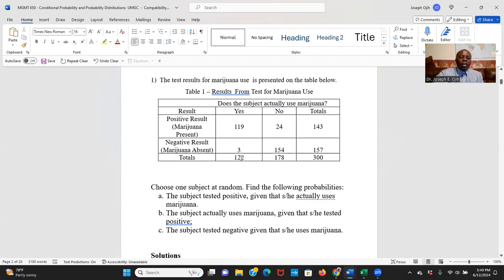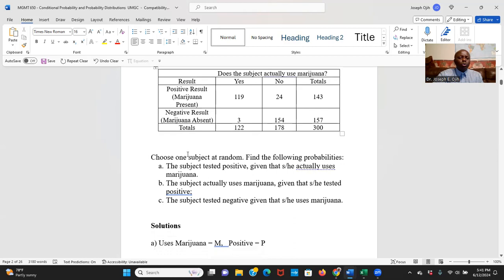Yes. Okay, good. Now, it says the test result for marijuana use is presented on this table below. Does the subject actually use marijuana? This is the result: positive results and then negative results. Positive result means that the subject tested positive for marijuana. Negative result is that it tested negative. And these are the numbers, and they get the totals at the end.